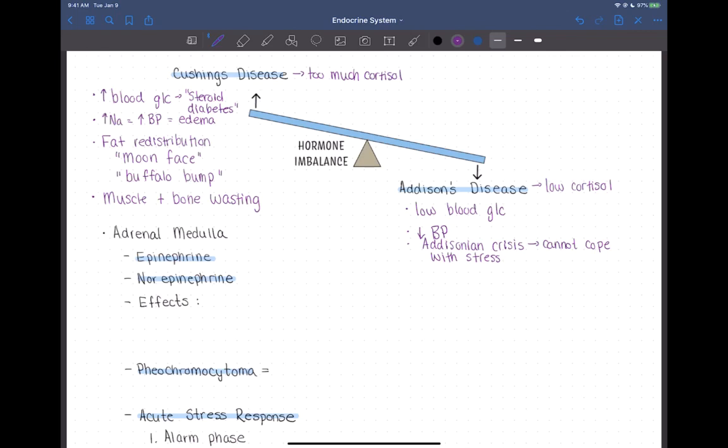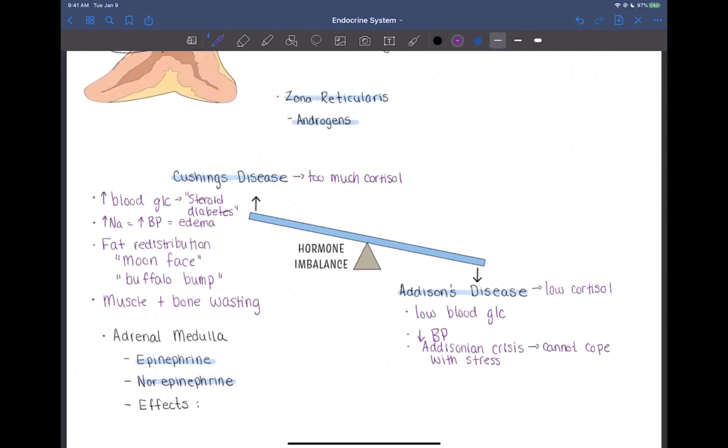Or even if they got sick and had a fever, that would be very difficult for them to cope with. Or if their blood glucose dips, like they don't eat for a while, that would be difficult for them to cope with because they don't have that cortisol to kind of help them. Okay, so that's Addison's disease.